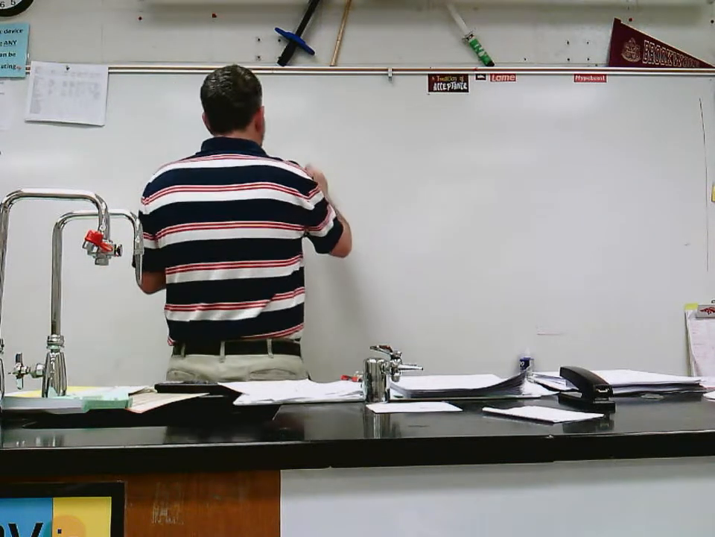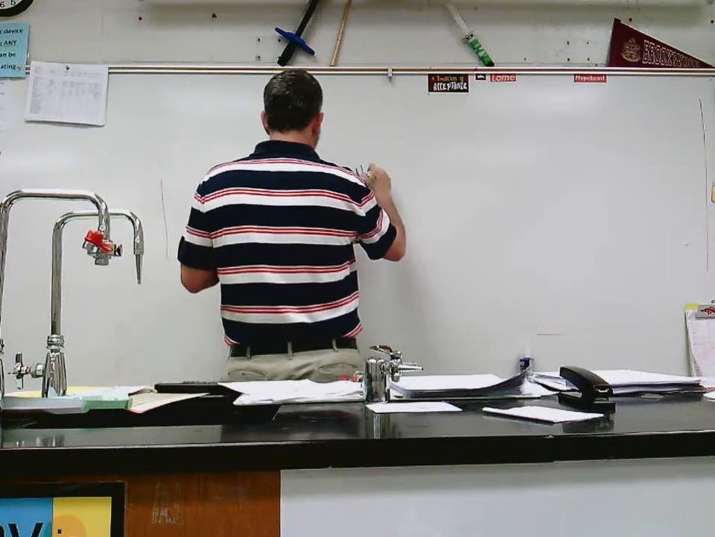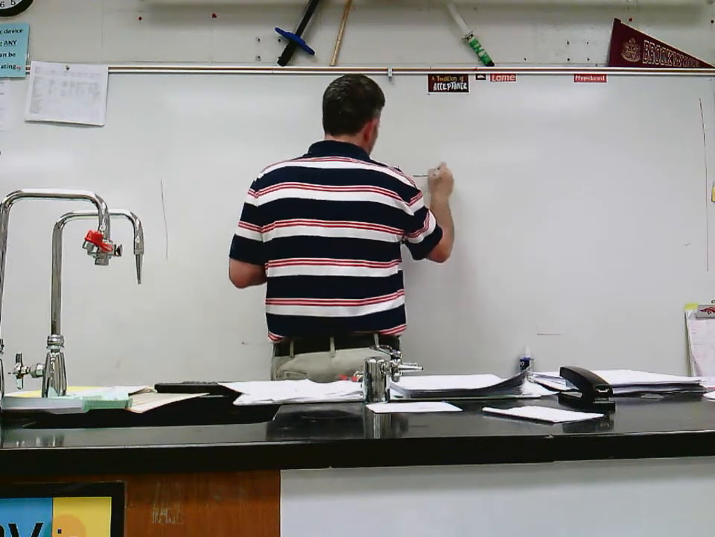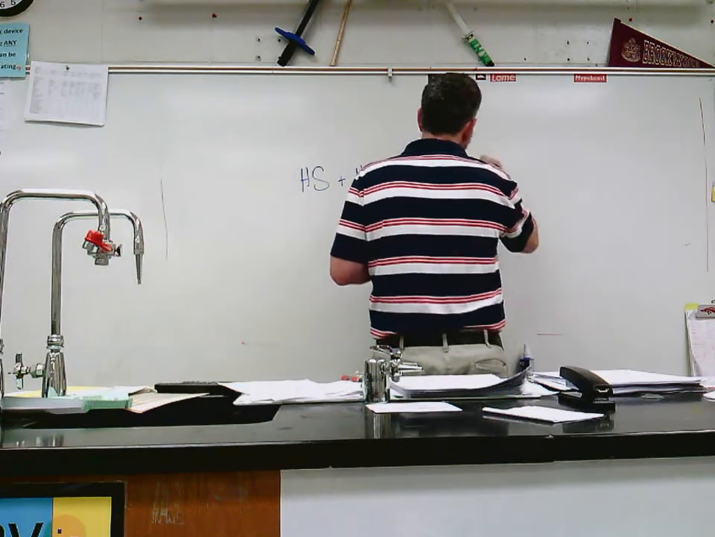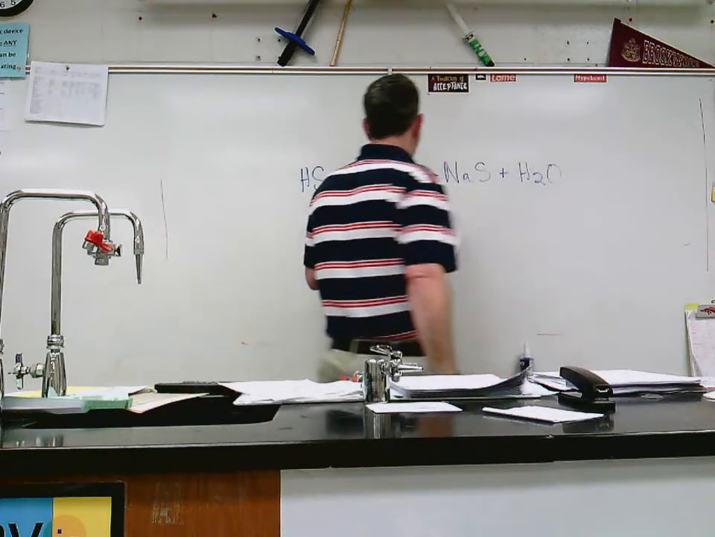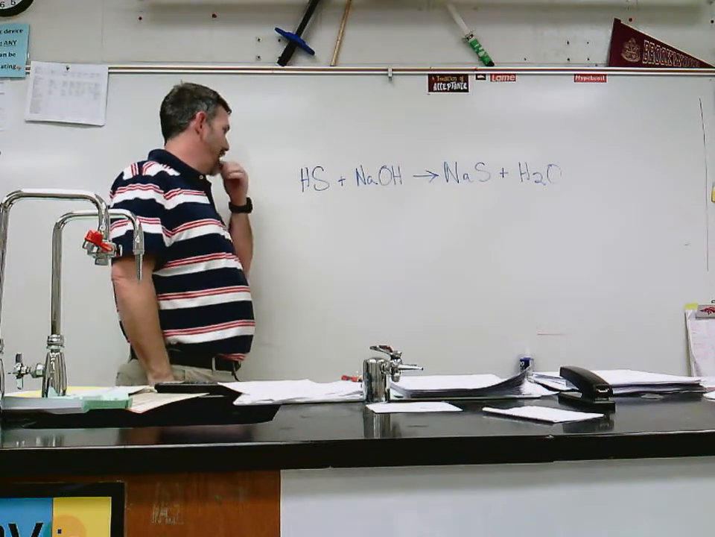And question number 59, using the terms metal, non-metal, acid, and base, explain how you neutralized and formed the product. Oh my god, now I gotta write it again. HS plus NaOH goes to NaS plus H2O. I'm not going to use metal and non-metal. I'm going to use cation and anion.